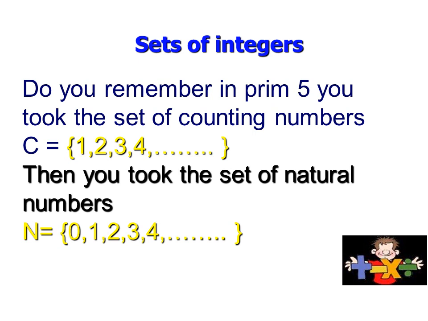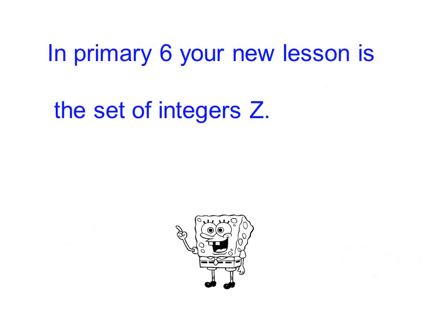Sets of integers. Do you remember in primary 5 you took the set of counting numbers C equals 1, 2, 3, 4 and so on. Then you took the set of natural numbers N equals 0, 1, 2, 3, 4 and so on. In primary 6 your new lesson is the set of integers Z.